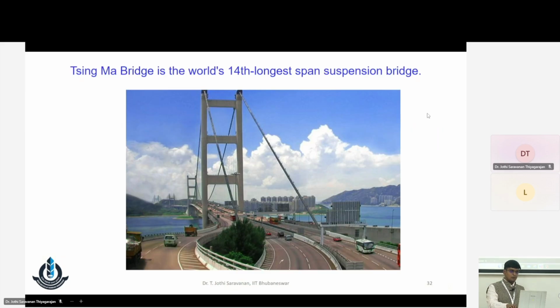So this is the Sigma Bridge, which I was mentioning, the world's 14th longest suspension bridge. I hope you understand the difference between a suspension bridge and a cable-stayed bridge. Can someone quickly explain that?